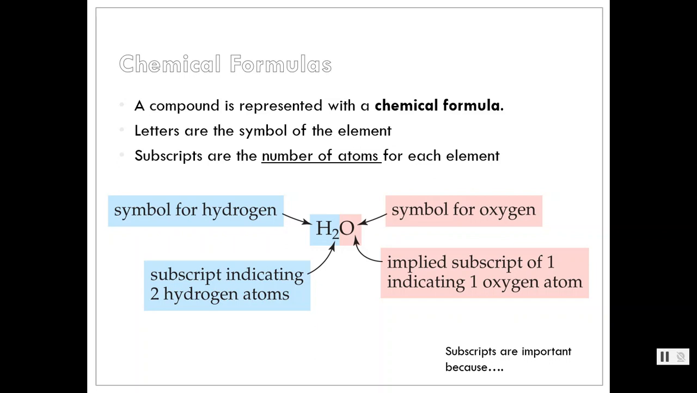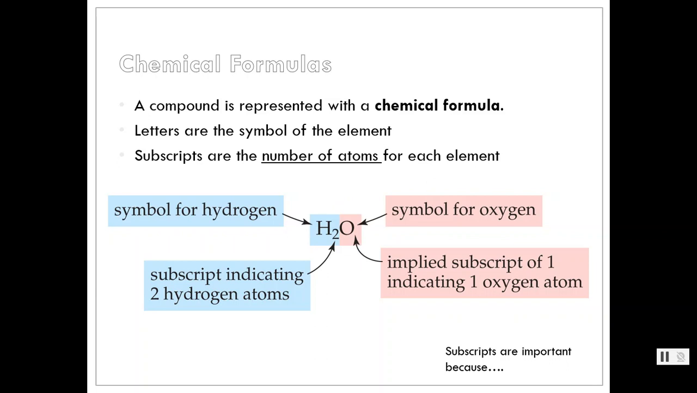So let's talk about the information that one can obtain from a chemical formula. When we write a chemical formula, obviously we use the symbols for the particular elements that are in that chemical compound. The order in which those symbols are written, we'll talk about in another video. Right now, I just want to introduce the fact that the letters in a chemical formula represent symbols for the elements in that chemical formula.